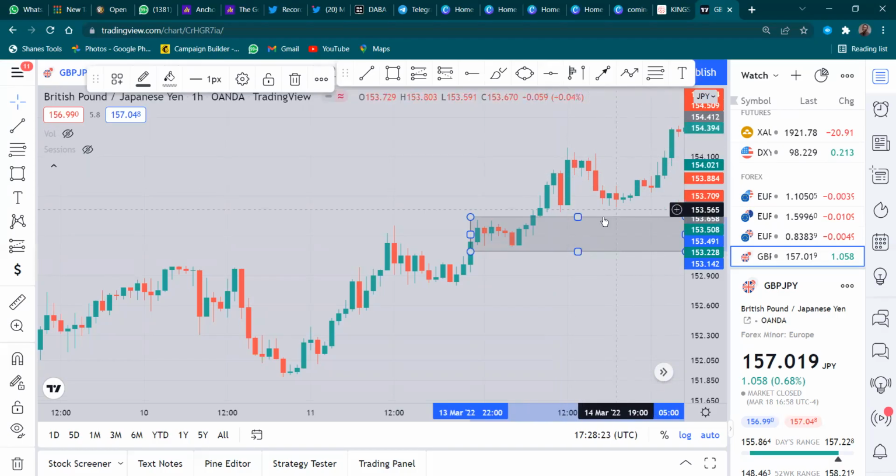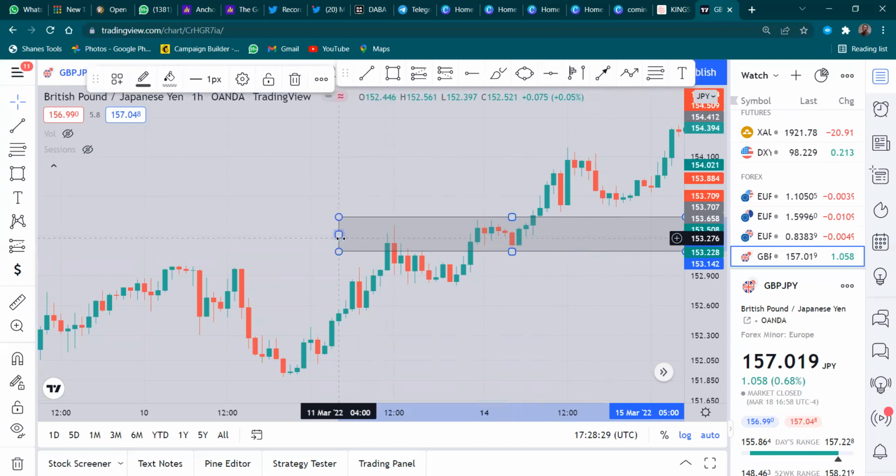This area, I have seen as an area of interest. The market has reacted in that area twice, and it's possible that the market reacts here again and reacts more. So what can I do, or what should I do?